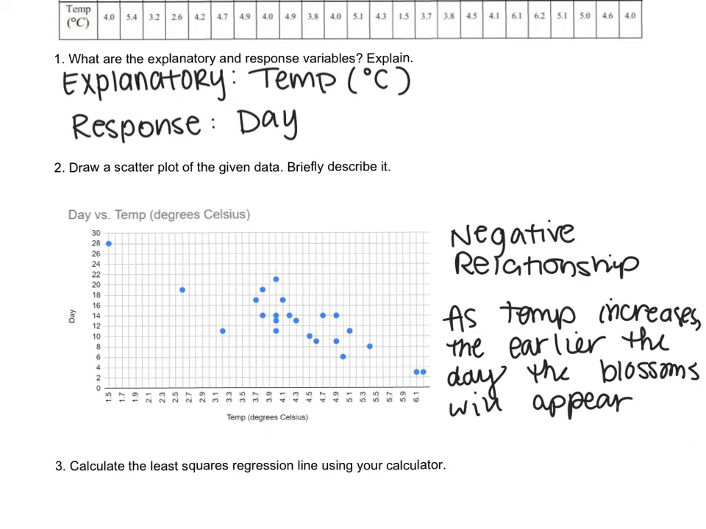Like if we look at our one day over the last 24 years where the average temperature in March was 1.5 degrees Celsius, it took until the 28th of April for that cherry tree to start blossoming. So this makes sense that my relationship would be negative.